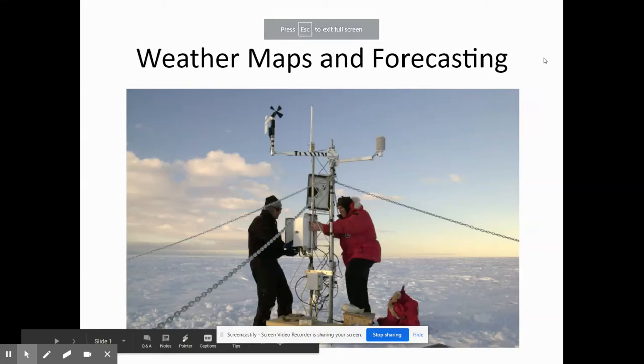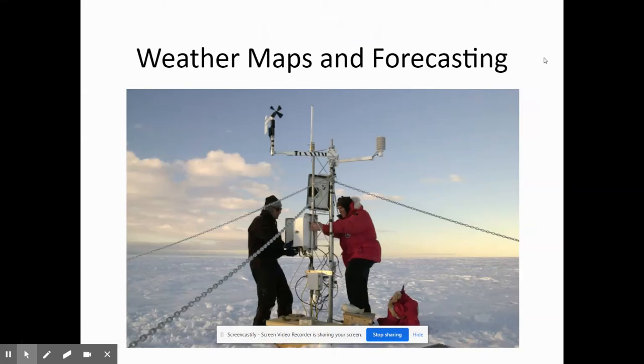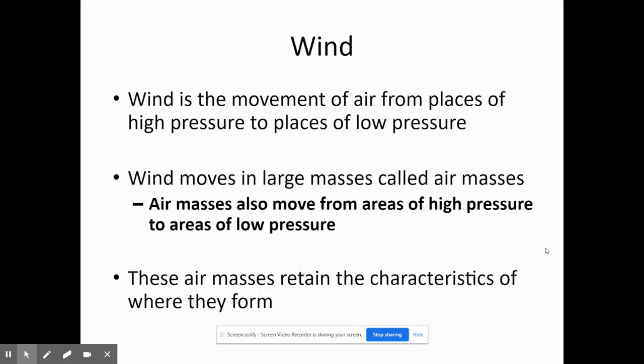Hello, everyone. Today we'll be talking about weather maps and forecasting. The picture here is a weather station in Alaska. On Monday's lecture, we talked about wind and air pressure. We'll summarize that, recap that today, and also talk about fronts and weather station symbols.